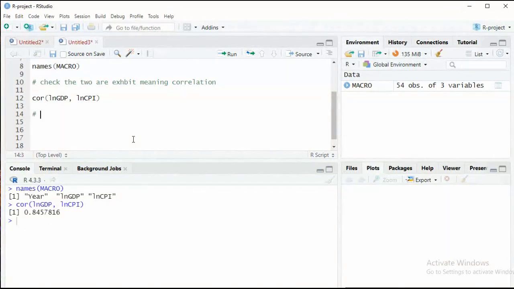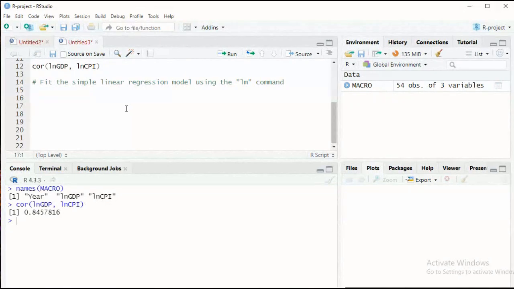So by now you can fit the simple linear regression model using the lm command. Once confirmed that the variables exhibit meaningful linear association, it is important to estimate the cause-effect relationship between the two. So now, to fit the linear regression model using our hypothetical data, we'll be using the lm command.